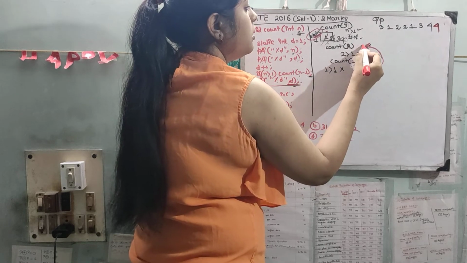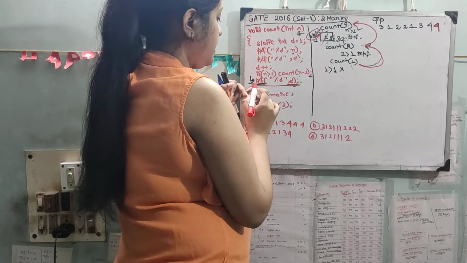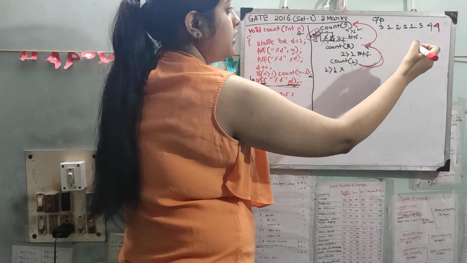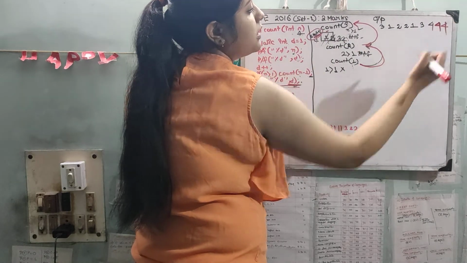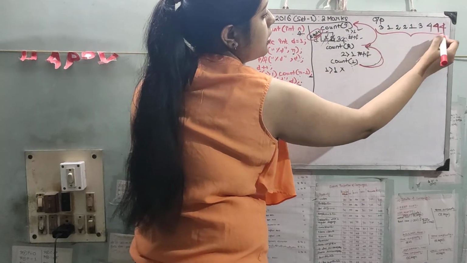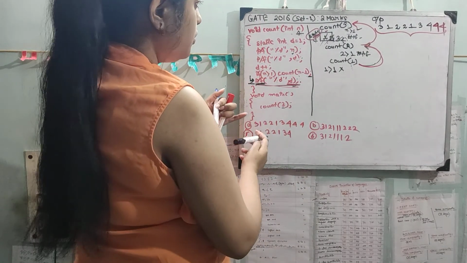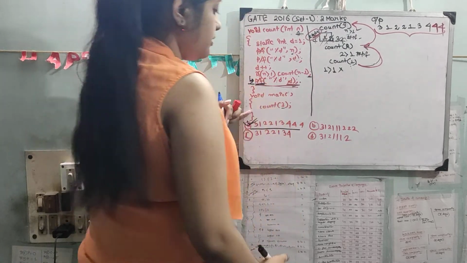Now from count 2 the control will go back to count 3. So count 3 again, printf percent d is done, printf d is done. So the d value 4 is printed. So this is our output. So what is the answer? 3 1 1 3 1 2 2 1 3 3 4. This is the answer. Option A is the correct answer.